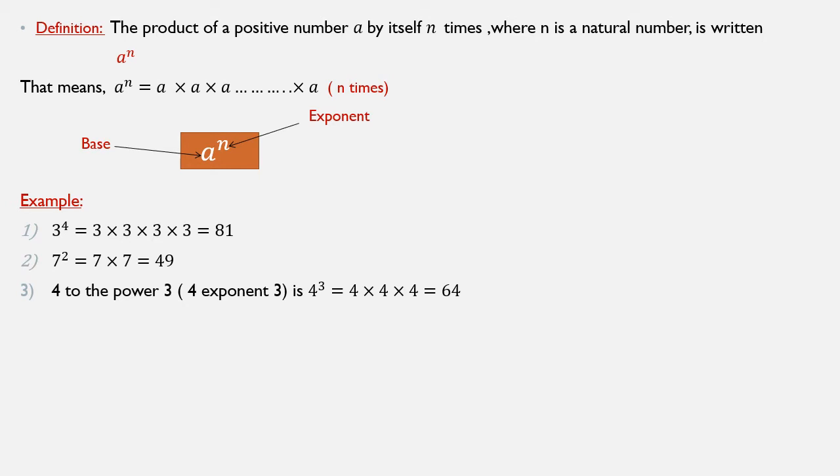In the third example, 4 to the power 3 or 4 exponent 3, it's the same meaning. 4 power 3 or 4 exponent 3 means 4 and we write at the top corner 3. So 4 to the power 3 is equal to 4 times 4 times 4, 3 times, and the answer is 64.